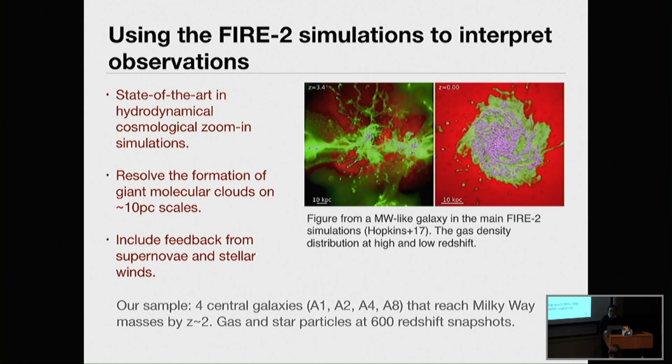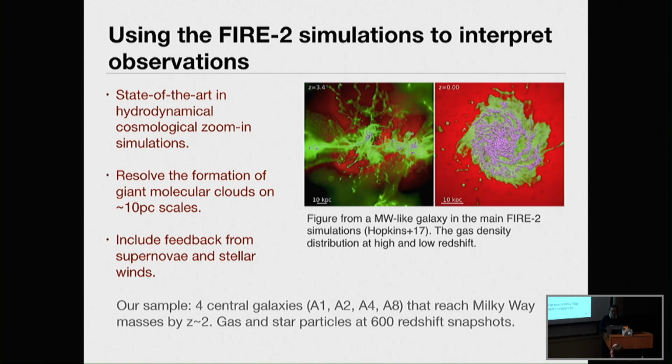I've been using the FIRE-2 zoom-in simulations because they resolve star formation on small scales and produce fairly realistic looking galaxies. If you're familiar with the main FIRE-2 sample, this sample's a little different. We're using a sample of galaxies that reach Milky Way masses by redshift 2, because we want to match the simulations to the massive galaxies that are actually observable at these high redshifts.